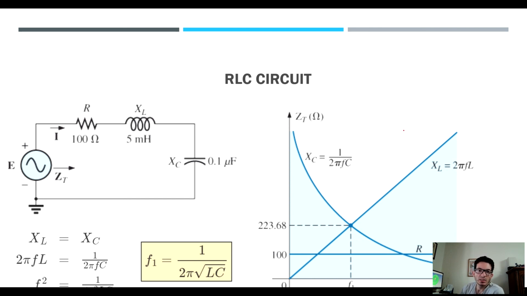Now, the RLC circuit, the resistor, inductor, capacitor circuit in series, is a combination of the capacitor response, the inductor response, and the resistive response. So the resonant frequency is now a contribution of the inductor and the capacitor. It is where the inductive curve and the capacitive curve intersect. The formula to find that is 1 over 2 pi times the square root of LC, L being the inductance and C being the capacitance, and that's how you find your resonant frequency.